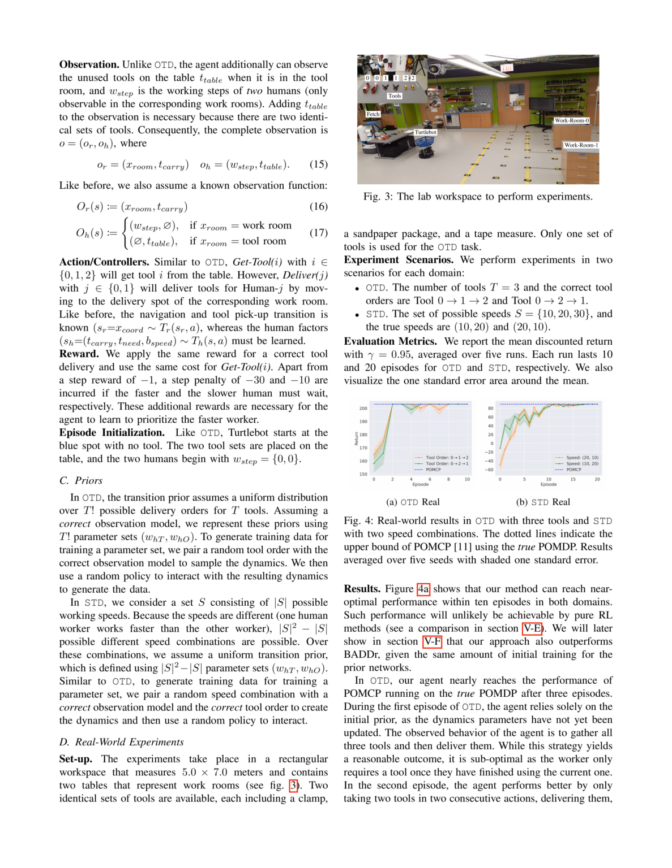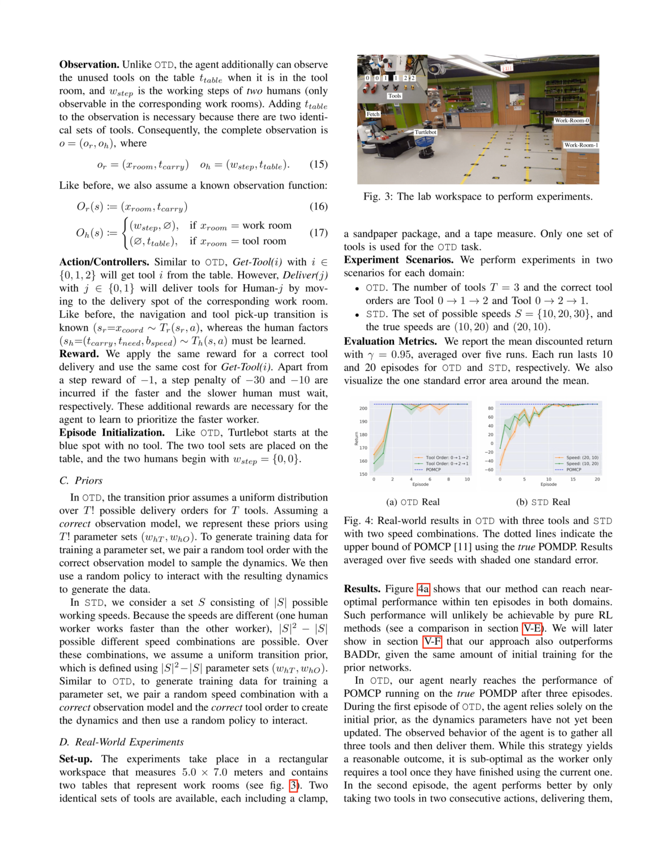In STD, we consider a set S consisting of S possible working speeds. Because the speeds are different, one human worker works faster than the other worker, so S squared minus S possible different speed combinations are possible. Over these combinations, we assume a uniform transition prior, which is defined using S parameter sets. Similar to OTD, to generate training data for training a parameter set, we pair a random speed combination with a correct observation model and the correct tool order to create the dynamics and then use a random policy to interact.